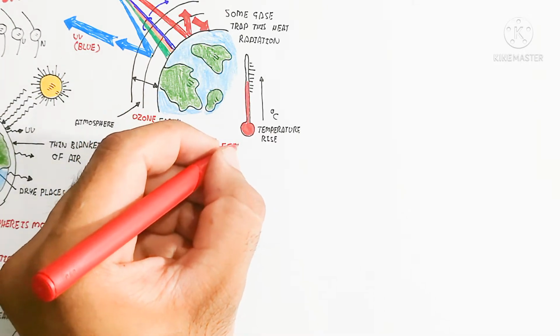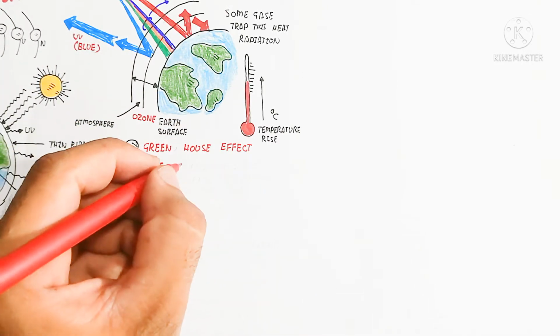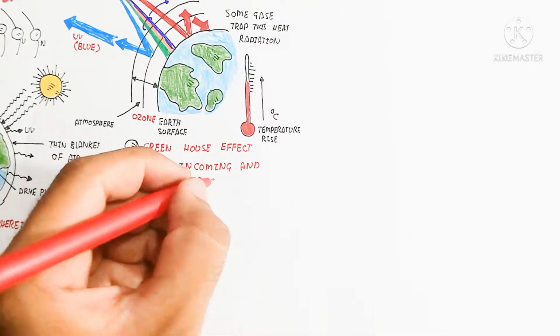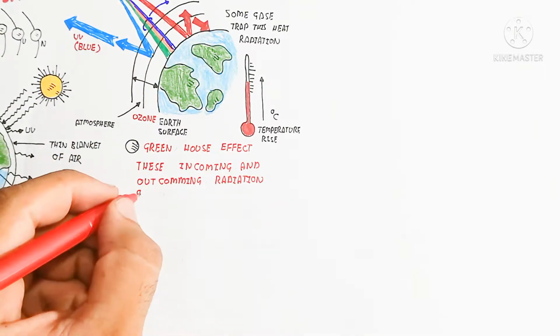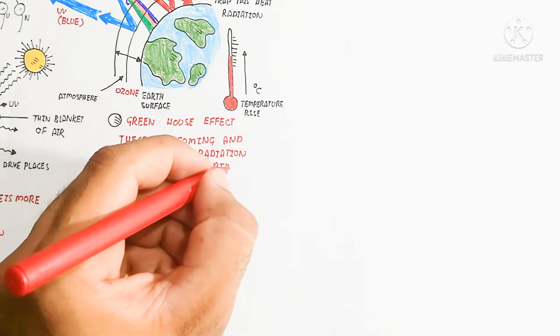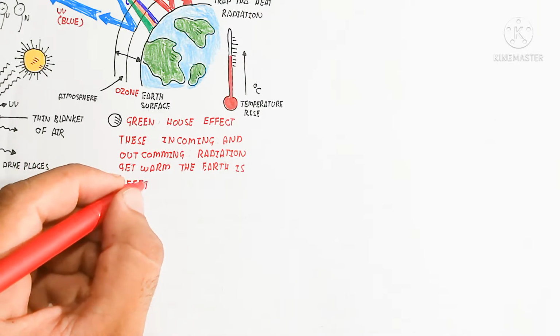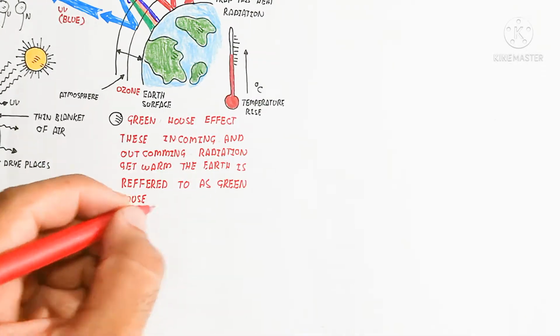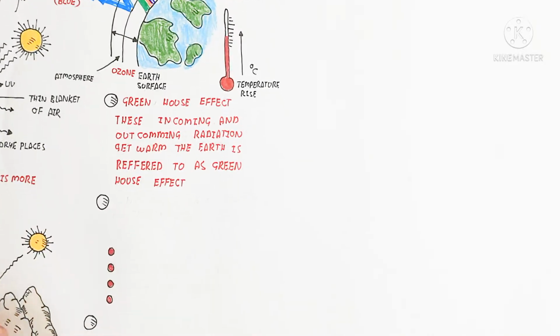These incoming and outgoing radiations warm the earth. This warming of the earth is referred to as the greenhouse effect. I will again call it the greenhouse effect.